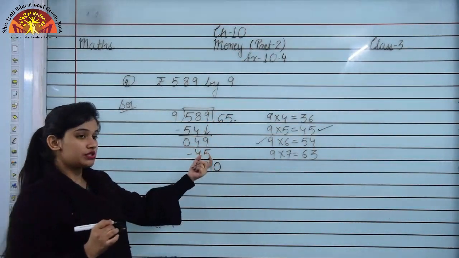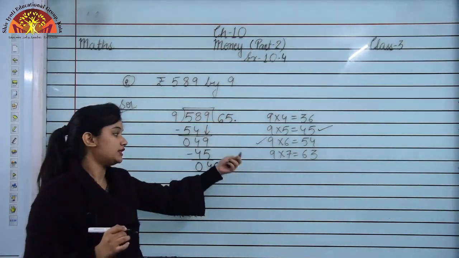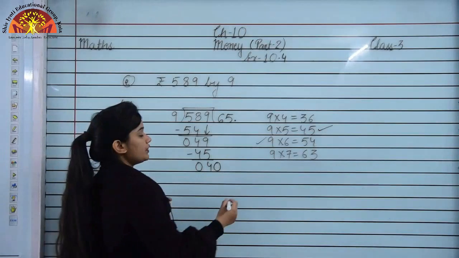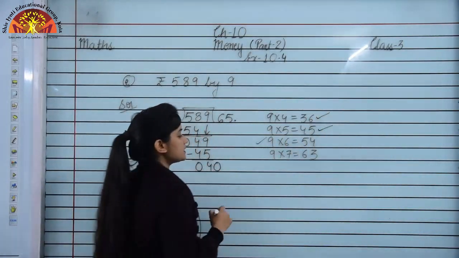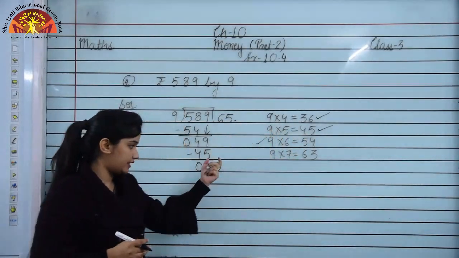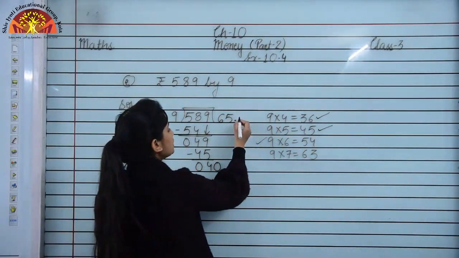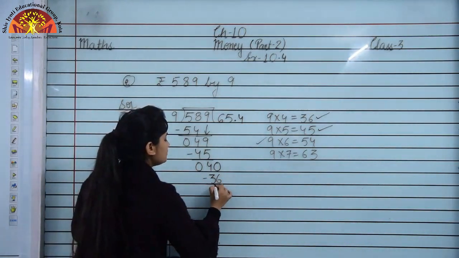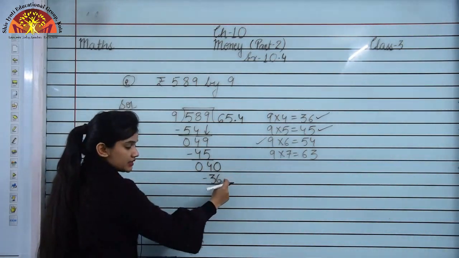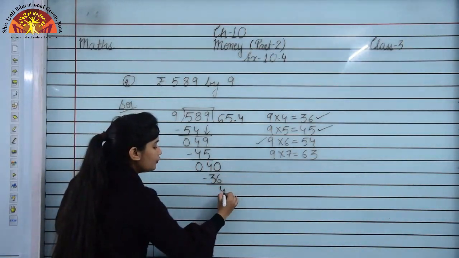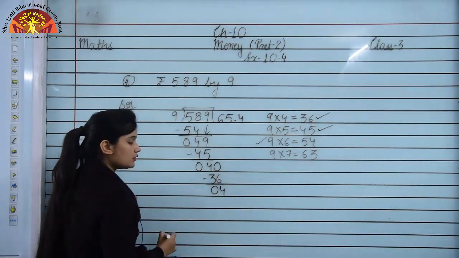So now we have to take a number in 9's table that is equals to 40 or less than 40. So we can see 9 4s are 36, because 5 times we are getting 45, that is greater than 40. So we have to take 4 times 36. Now 0 minus 6 not possible, we have to borrow 1. 10 minus 6 will be 4 and 3 minus 3 will be 0.